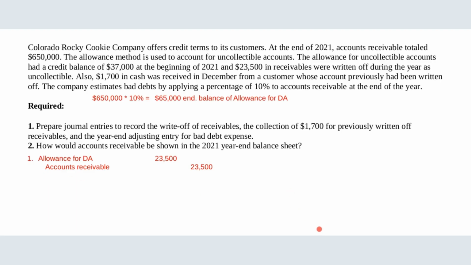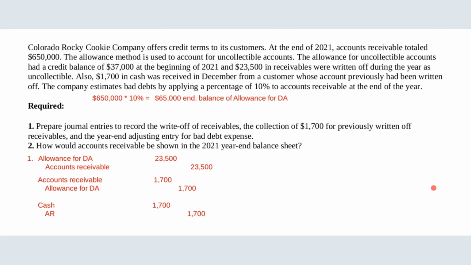And then we're told that $1,700, a customer whose account was written off, came back and said, hey, I have the money to settle my account. And so we're going to have to reverse the above entry, right? Put that 1,700 back into the receivable, put it back into the allowance. And then we can accept the cash. So debit cash of 1,700 and then credit the AR for 1,700.